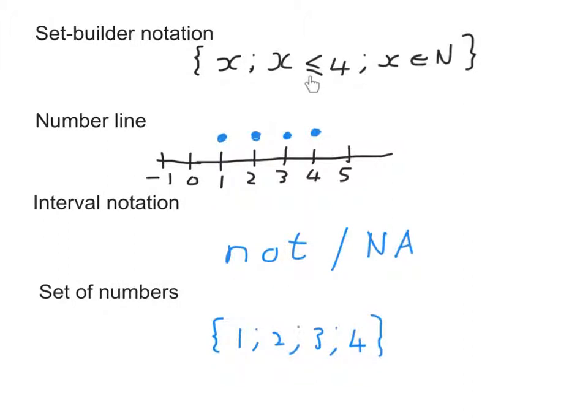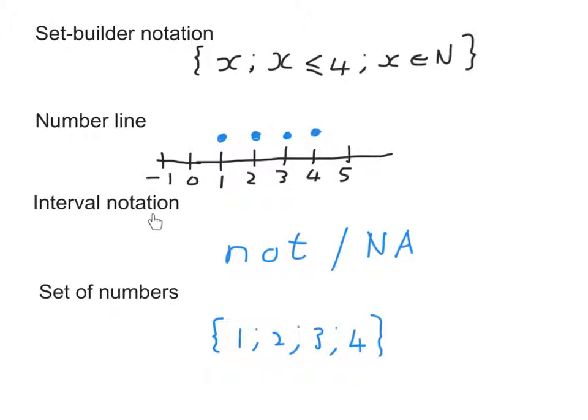Right, this is saying we're working with natural numbers. That's 1, 2, 3, 4. We're looking for the numbers that are smaller than or equal to 4. So that's 4, 3, 2, 1. That's what this says. So you need to be able to understand what I just said. On a number line, it's indicated like this: 4, 3, 2, 1 with solid dots there, nothing else.